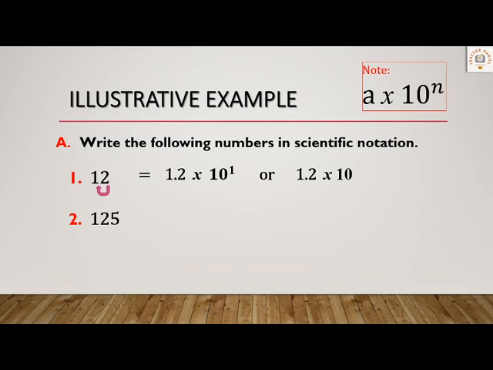Another example, 125. So, 125 is a whole number. So, ang decimal point niya ay makikita dito sa lower right ng 5. So, para makuha natin ang value ng A, move natin ang decimal point ng 125. 1, 2. So, nag-move tayo ng dalawang beses papunta sa kaliwa. So, ang A natin ay 1.25. Then, just write times 10 raised to positive 2. Very good. Bakit positive 2? Kasi dalawang beses lang nating minove ang decimal point papunta sa kaliwa. Kaya ang ating exponent ay positive 2.